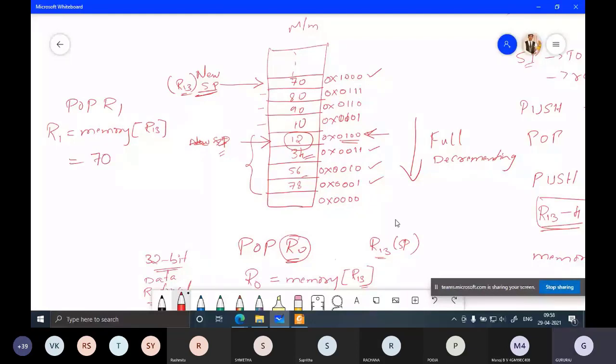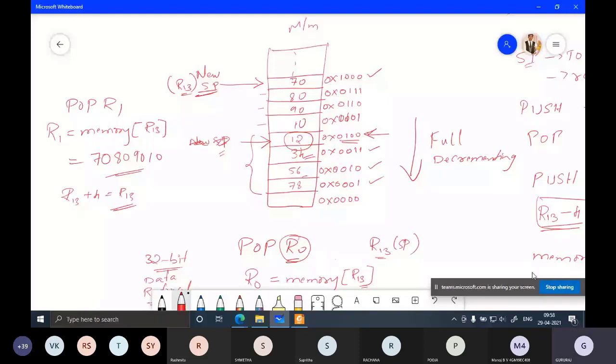70. The next location that will be accessed is 0111. The content of that location is 80. The next location that will be accessed is 0110. The content of that is 90. And the next location that will be accessed is 0101. The content of that is 10. So this will be stored in R1, and after that again R13 will be incremented by 4. So this is what push and POP operations will do.